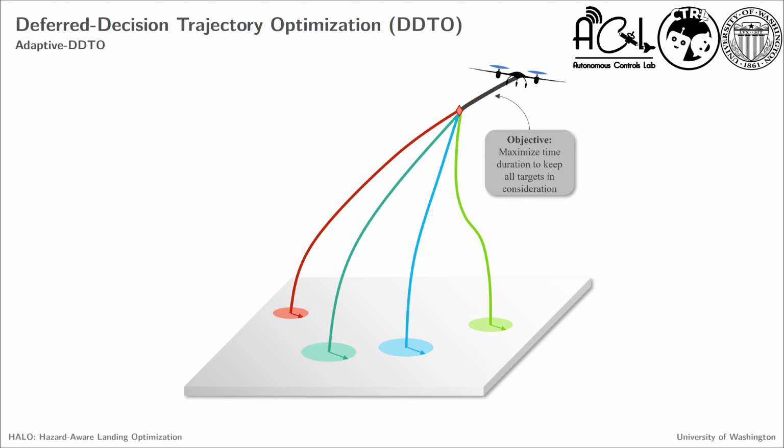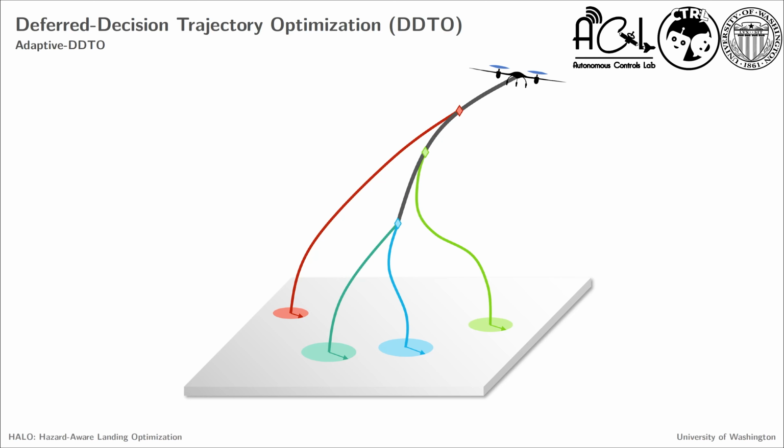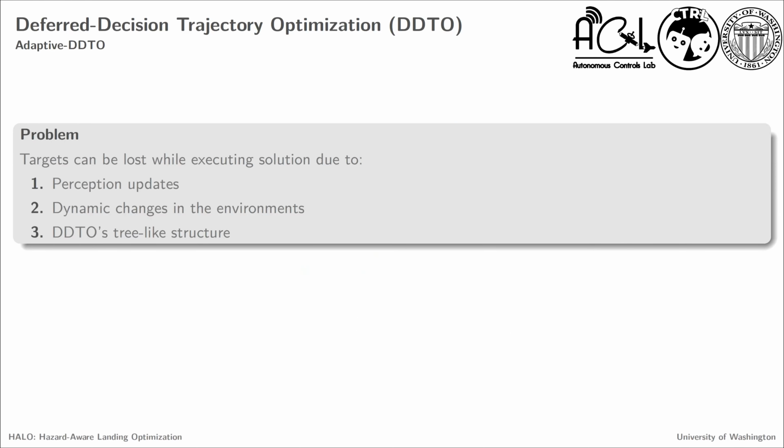However, DDTO instead adds an additional constraint to maximize the time duration to keep all targets in consideration simultaneously, using quasi-convex optimization. We constrain each new solution to be epsilon suboptimal to the previously shown individual solutions. This process can be repeated iteratively, pruning one target at a time, to produce a tree-like structure of trajectories that maintain deferrability. There is a problem, however.